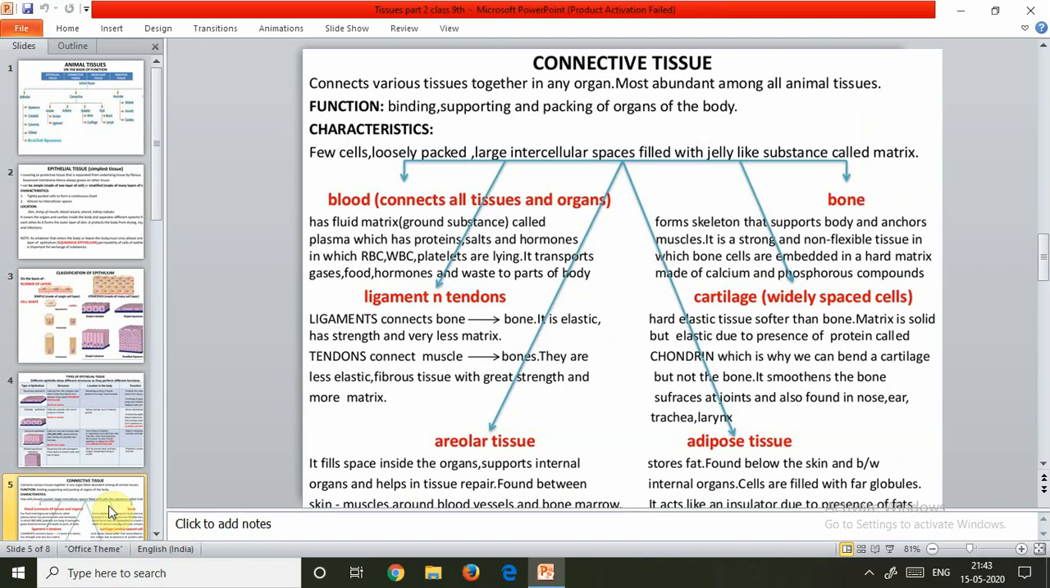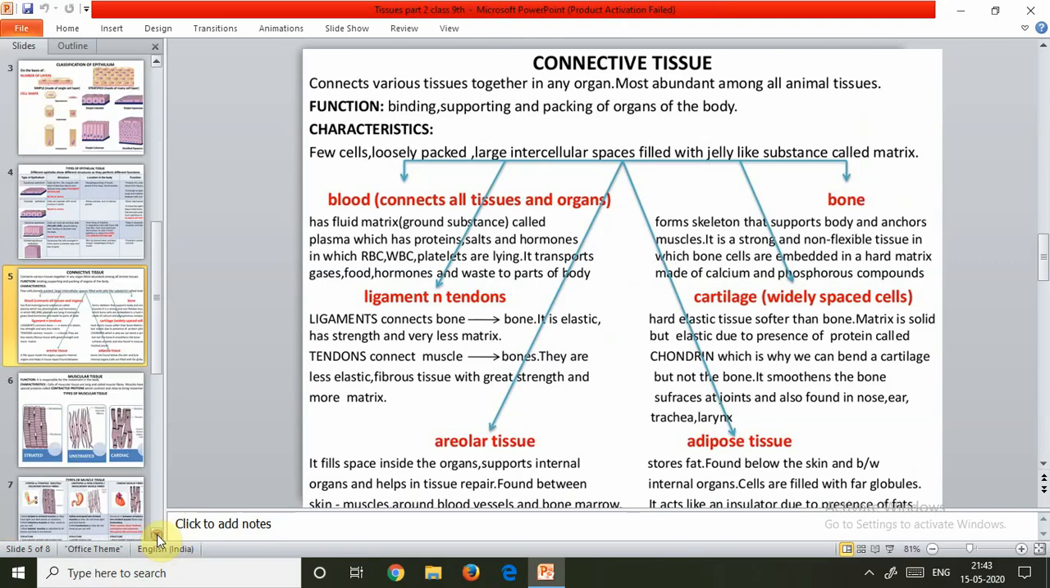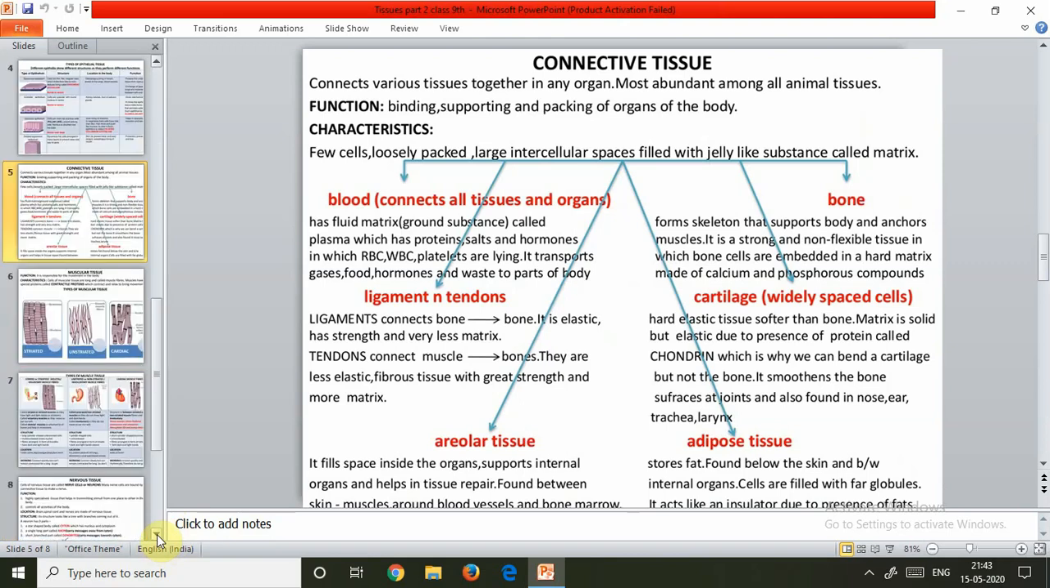Now, what are the types of connective tissues? In the first slide I told you what the different types of connective tissues are. The areolar, which are the loose connective tissues, then the dense regular connective tissue, then the adipose tissue, and then the skeletal and fluid connective tissue. So what are areolar tissues?